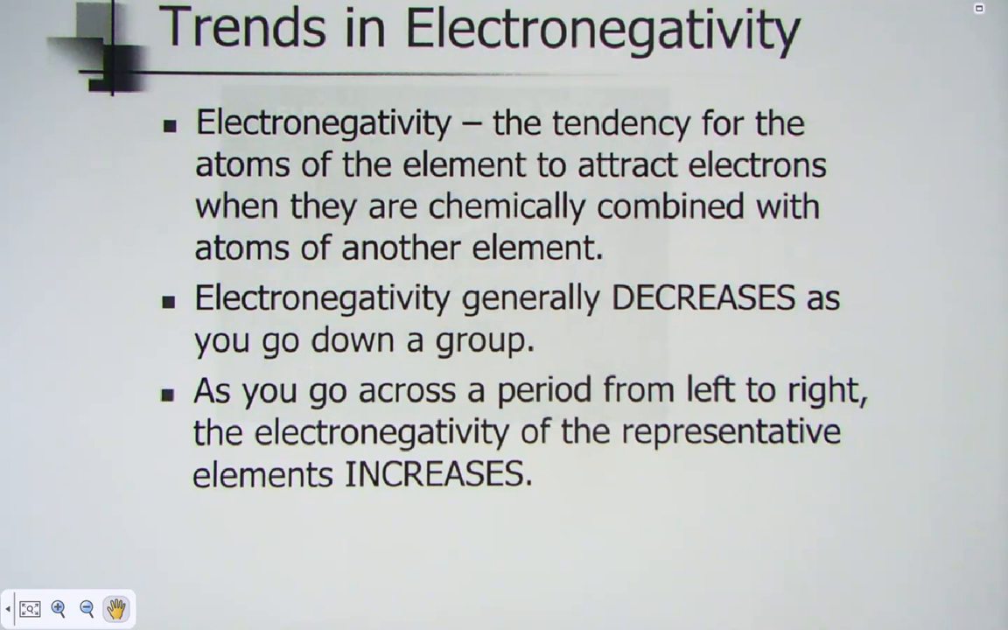In a chemically bound compound, atoms don't necessarily always share electrons equally. When they do so, we set up what's called a polar bond.